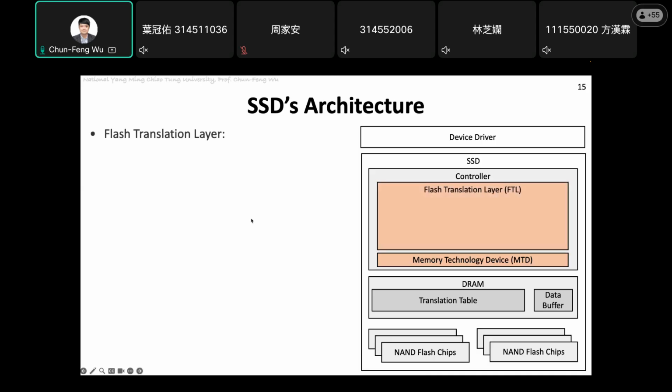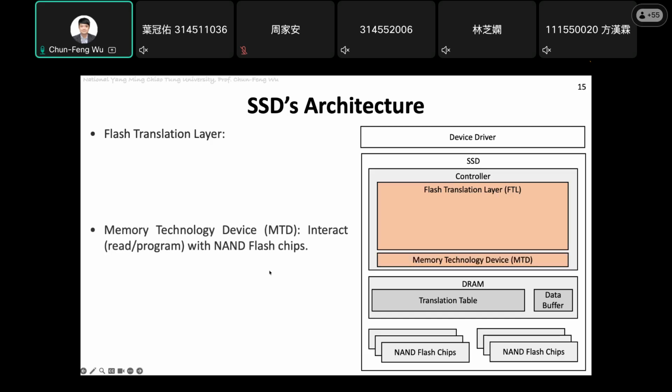Okay, so today we talk about the flash translation layer, which is inside the SSD. On the SSD there is a microcontroller, and the microcontroller runs two different functions. One is called the flash translation layer, and the other is called the memory technology device (MTD). Both FTL plus MTD, you can think of as firmware. Firmware in Chinese is 韧体, and it is different from the driver, which is called 驱动. The device driver is part of the operating system, which means the device driver is not inside the SSD. The device driver is outside the SSD; the CPU runs the device driver.